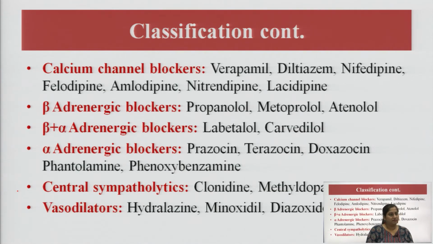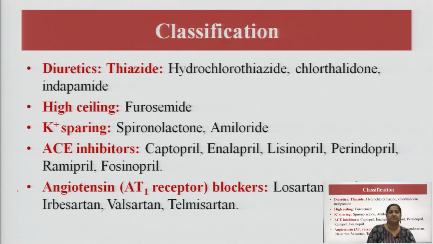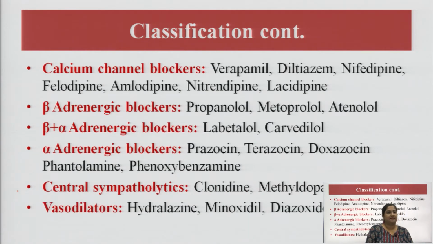Then these are the diuretics. Then comes the next class, that is calcium channel blockers. In calcium channel blockers the drugs are verapamil, diltiazem, nifedipine, felodipine, amlodipine, nitrendipine and lacidipine. Next is beta adrenergic blockers. This class has propranolol, metoprolol and atenolol.